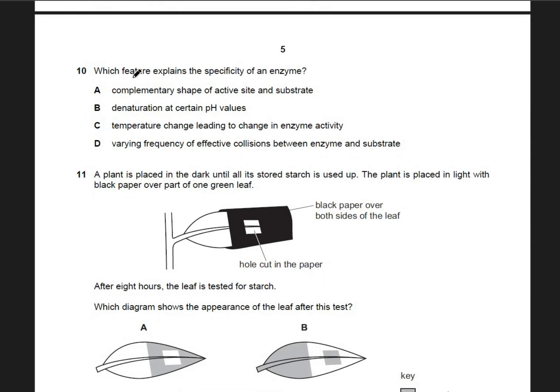Now, question 10 says, which feature explains the specificity of an enzyme? So specificity of an enzyme is based on the shape of its active site, that is complementary to the shape of its substrate. So option A is the only correct option in this question, that says that the complementary shape of active site and substrate explains the specificity of an enzyme.